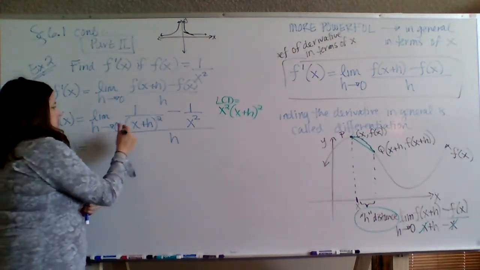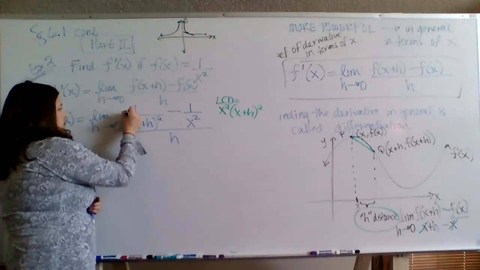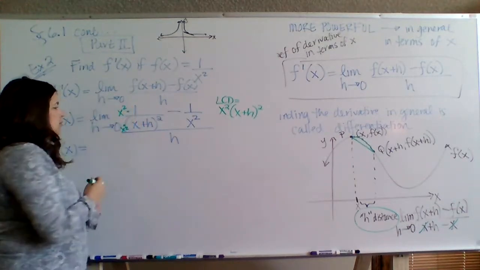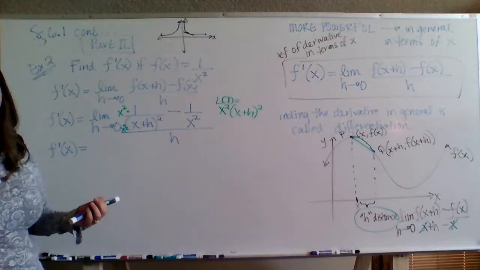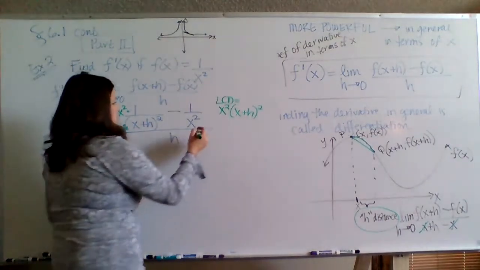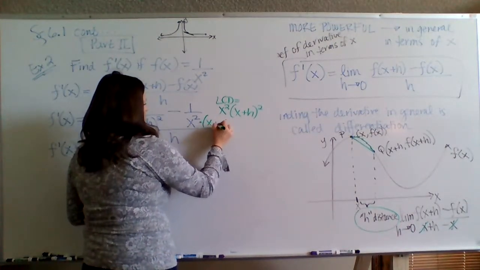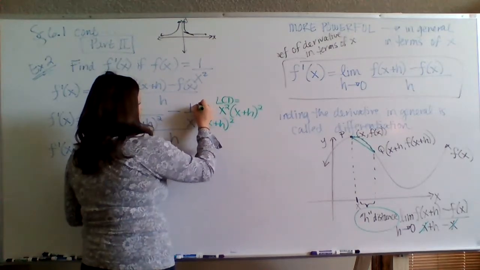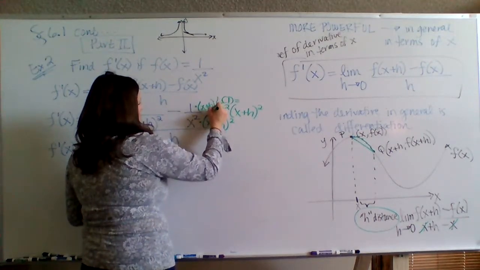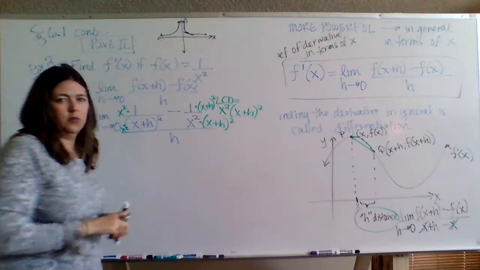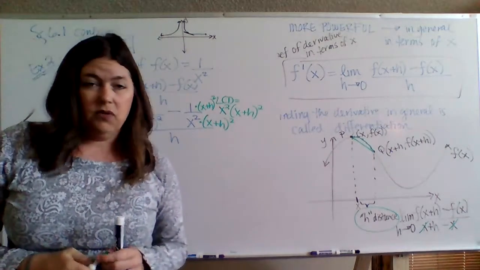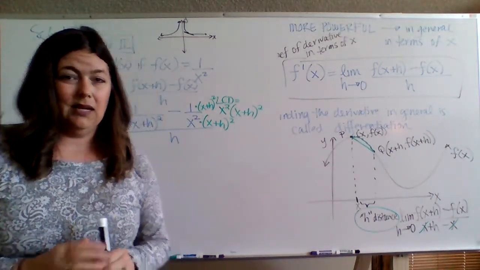So this fraction is just missing the x squared part. But whatever I do to produce the LCD in the denominator, I've got to multiply by the same thing in the numerator. And this fraction is missing the whole quantity, x plus h, the whole thing squared. And whatever I do to produce the LCD in the denominator, I've got to do to the numerator. And then you just got to be careful not to lose that other h that's still hanging out right there.